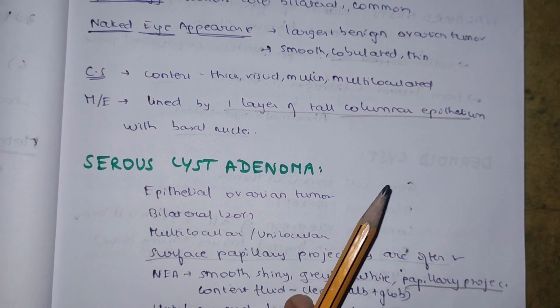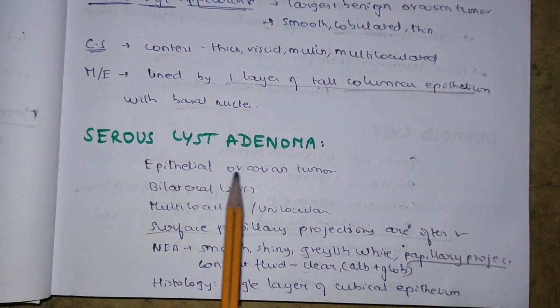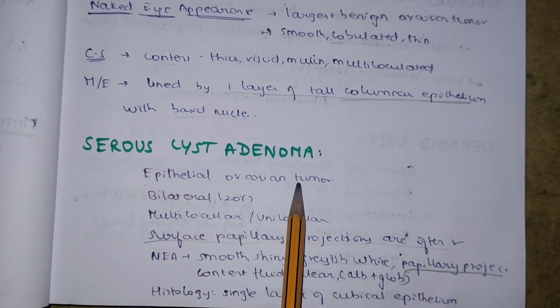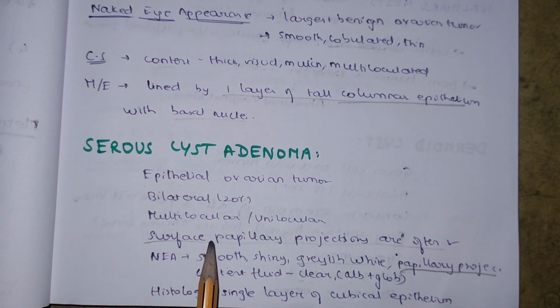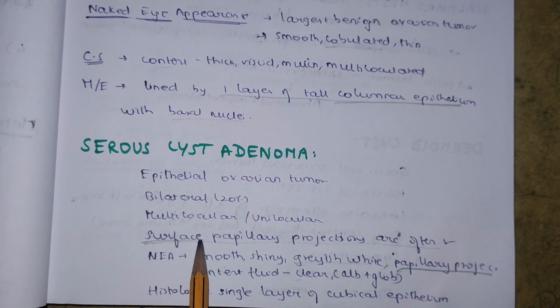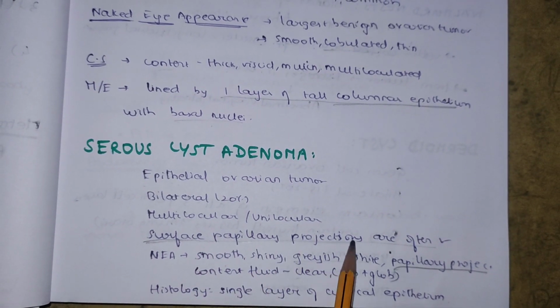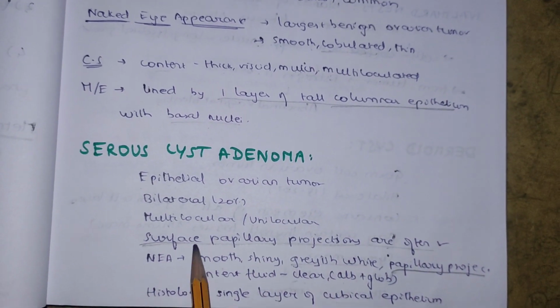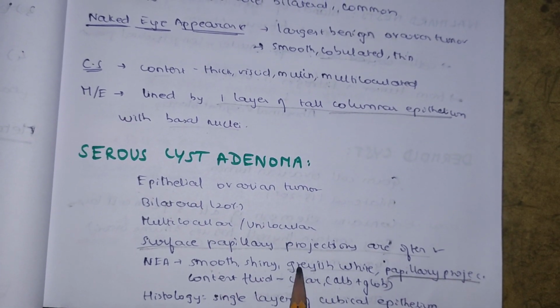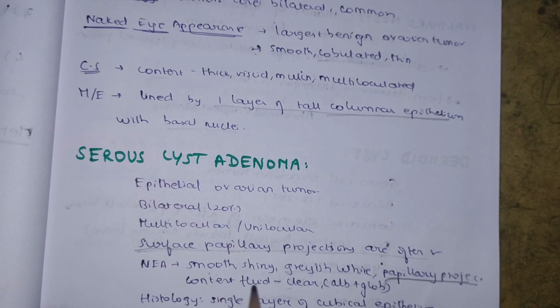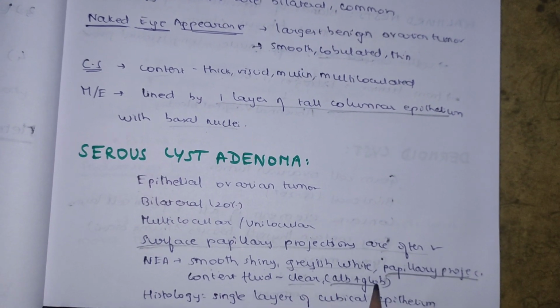Next we will see about serous cystadenoma. Serous cystadenoma is also an epithelial ovarian tumor. It is bilateral, and it can be multilocular or unilocular. The main important point is that surface papillary projections are often present. In naked eye appearance, papillary projections are present. It is also a smooth, shiny, greyish white adenoma. The content fluid is clear, and it is made of albumin and globulin.